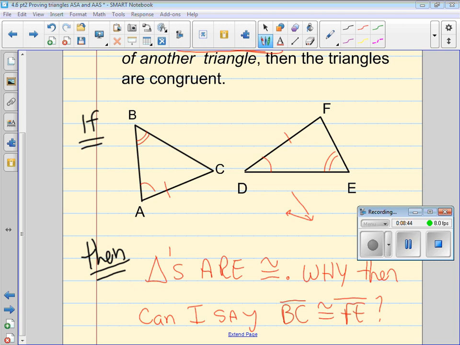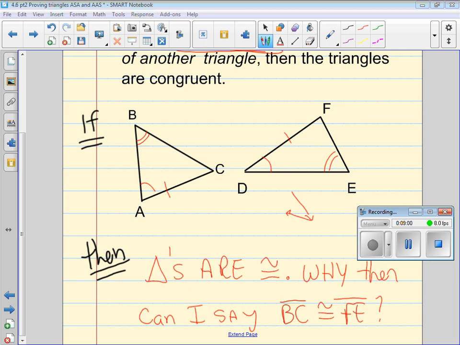Why then can I say that segment BC is congruent to FE? Now we just talked about this, so if you don't remember what I talked about, just rewind me and go back to the previous problem where I had you state the reason why on a similar problem to this with the last shortcut.